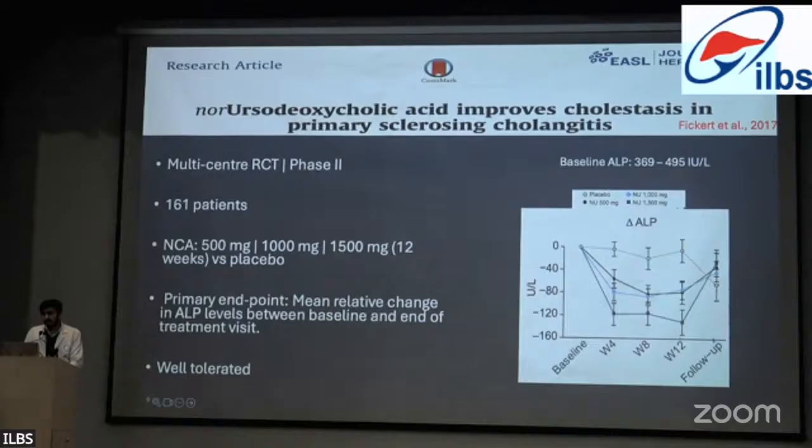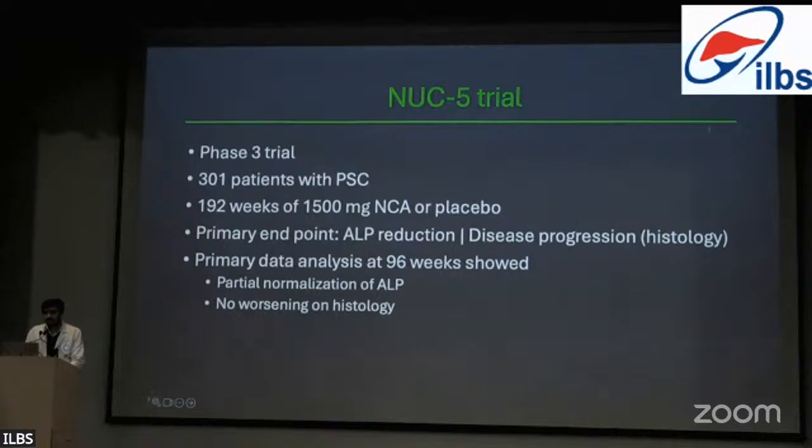Interestingly, though, once this NOR-UDCA was discontinued at week 12 and followed up for another 4 weeks, there was a rebound increase in the ALP. So the NUC5 trial is a phase 3 trial, yet to be published, which has included 301 patients with PSC. These patients received 192 weeks of 1500 milligrams of NOR-UDCA or placebo.